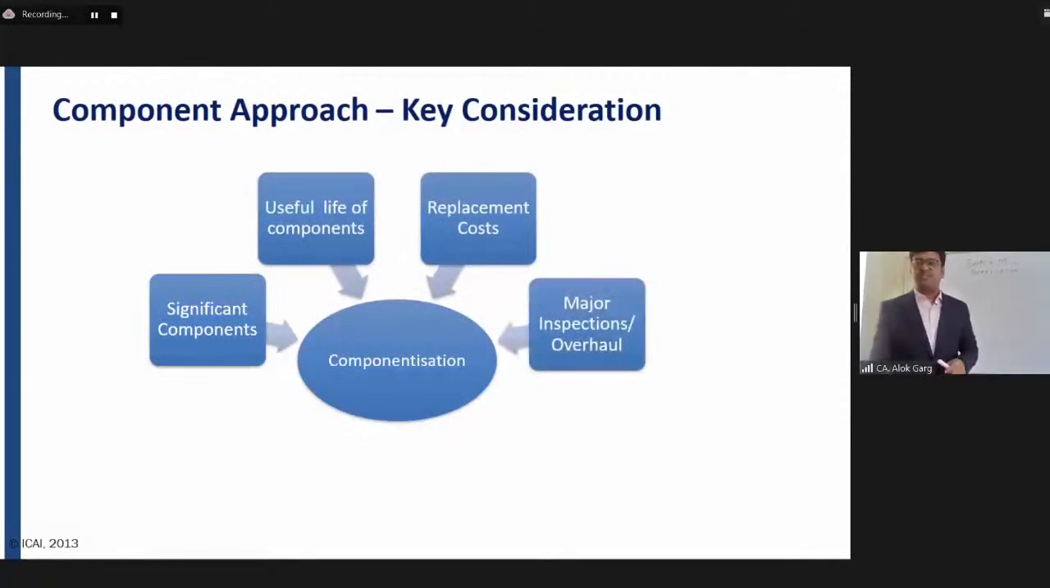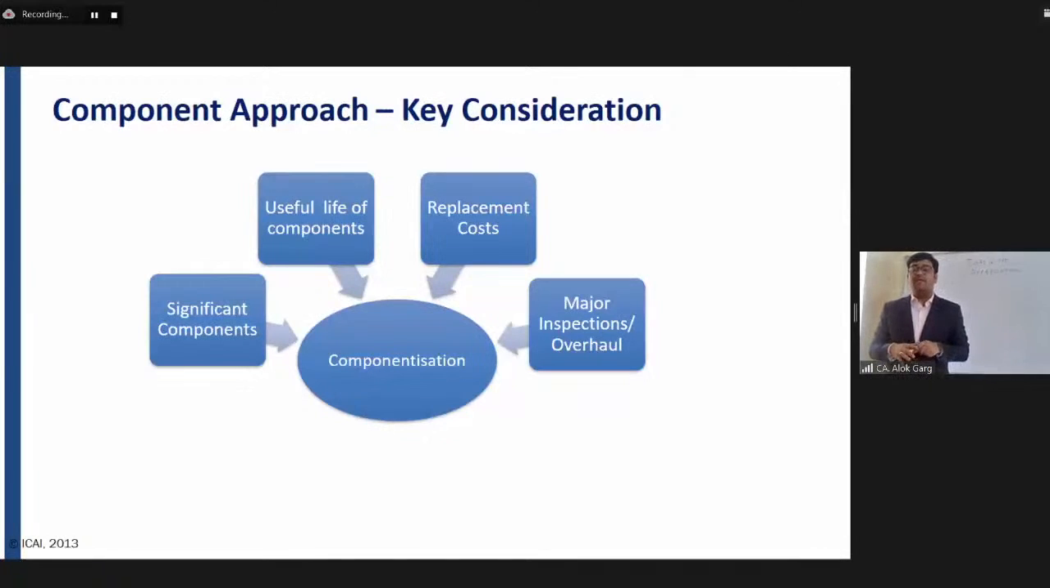Component approach: we have discussed that the cost of the asset has to be split into significant components. These significant components have to be shown separately in the fixed asset register if they have a different useful life. For example, in case of an aircraft, you can split the components as engine, other than engine, and inspection. In case of a vehicle, you can split it as engine or other than engine. So you have to see how it is going to be split. For that, the support of a technical engineer or technical expert may be required.